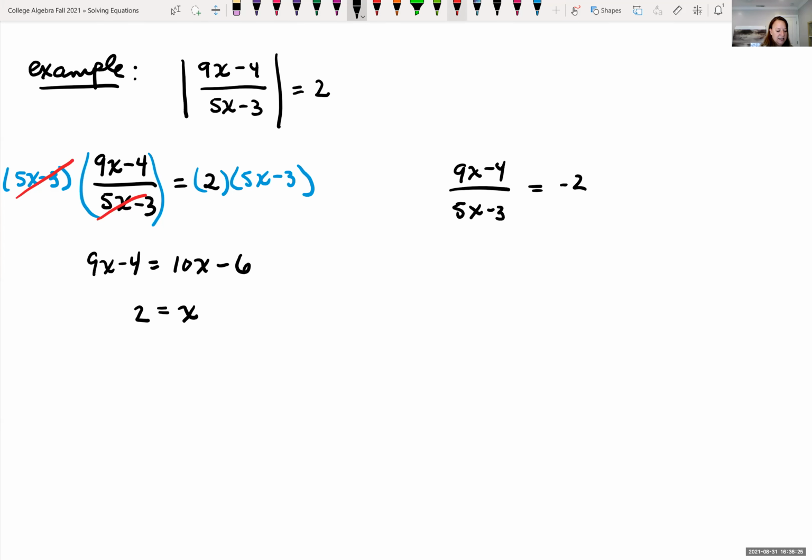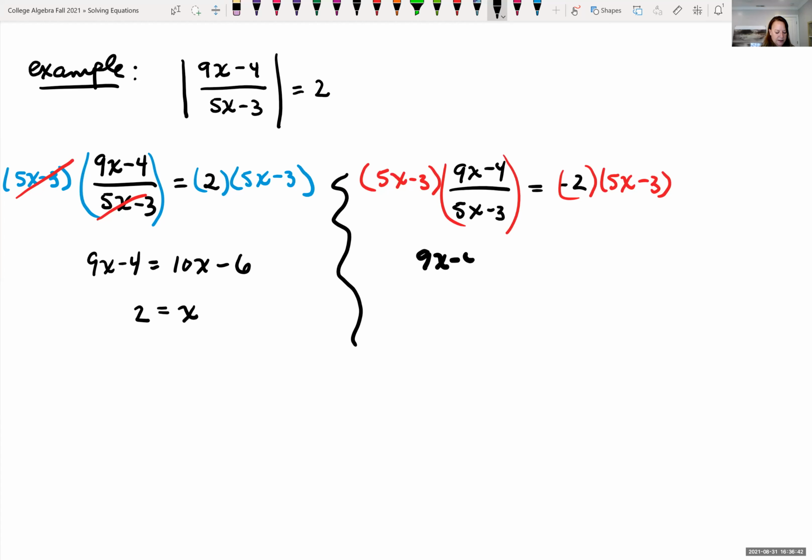The second equation, same idea. We want to clear the fraction. Again, the least common denominator is the denominator 5x minus 3. So we get 9x minus 4 on the left. This is equal to, let's now distribute the negative 2 to the 5x minus 3 quantity. So that would give us negative 10x plus 6.